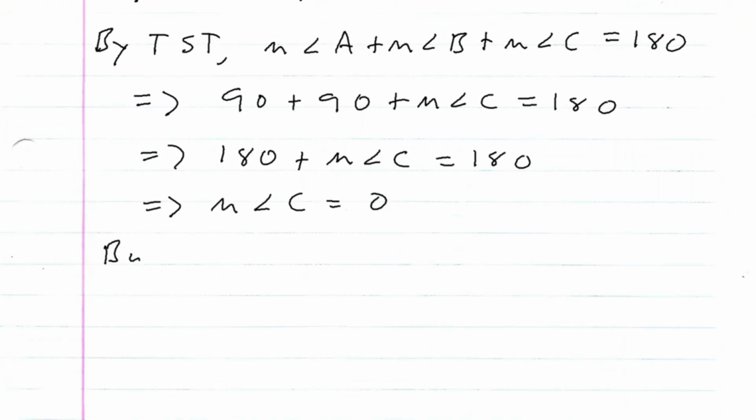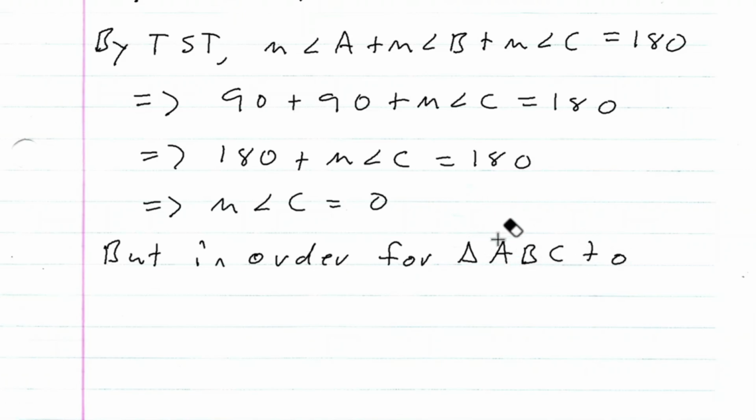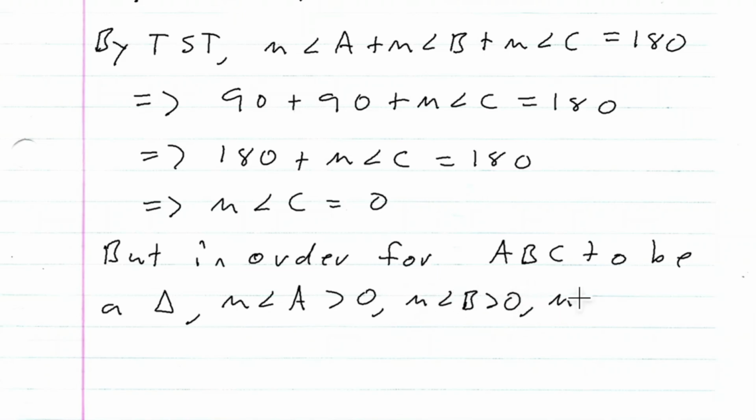But in order for triangle ABC, or I guess in order for polygon ABC, to be a triangle, we need the measure of angle A is bigger than 0, the measure of angle B is bigger than 0, and the measure of angle C is bigger than 0, right? If we have a triangle, all of these angles must be bigger than 0, right?